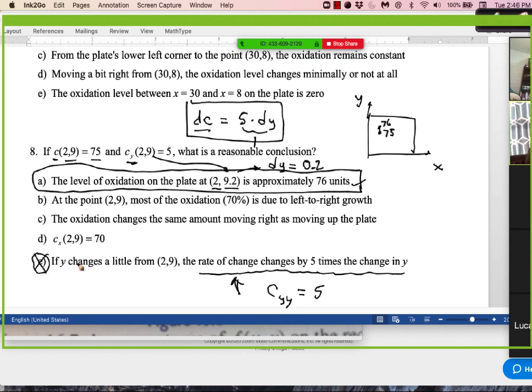Okay, any questions on these plate problems, oxidation?